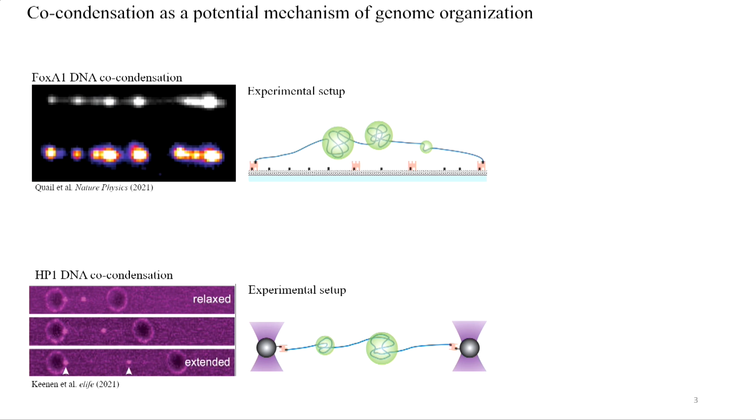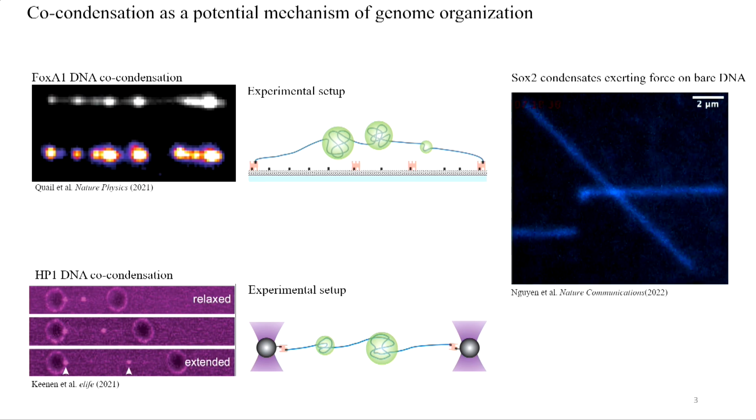In the next set of experiments, they are looking at another protein, which is HP1, and what HP1 does is that it reorganizes the DNA inside the nucleus. And when it is in the presence of the DNA, you can see that these tiny droplets are formed when these proteins interact with the DNA. Here, the experimental setup is a bit different, where you have these two optical beads, and in experiments, one can control the length between these beads, thereby controlling the amount of DNA which can be present inside the condensates.